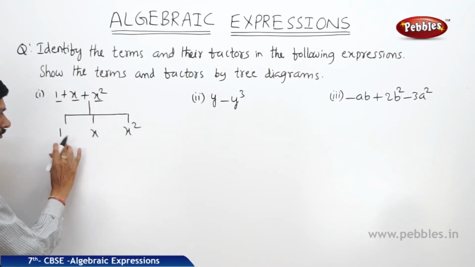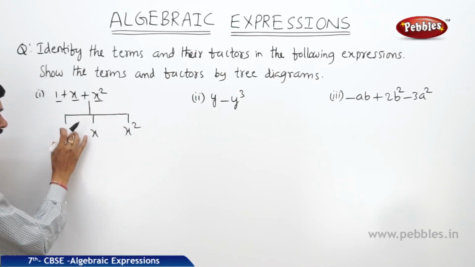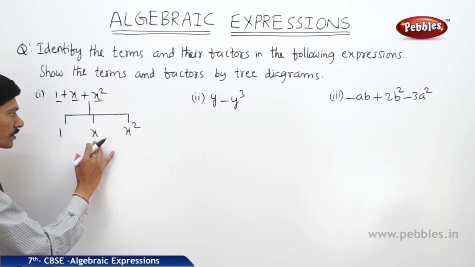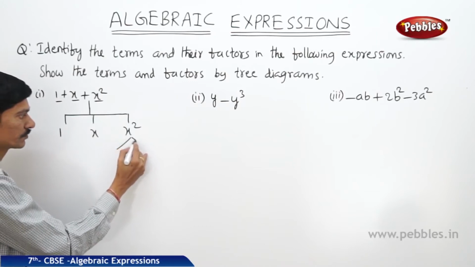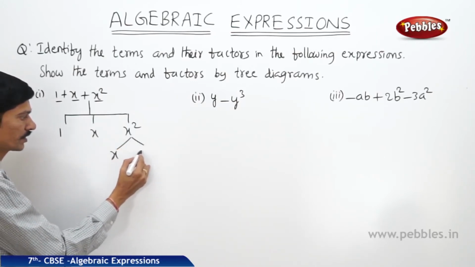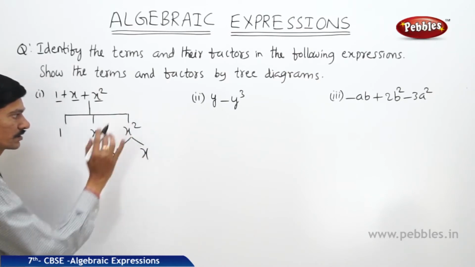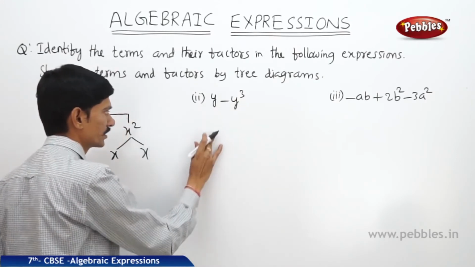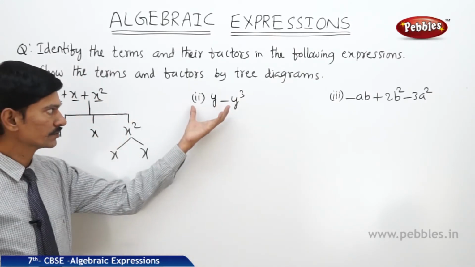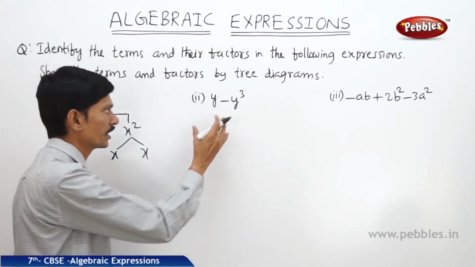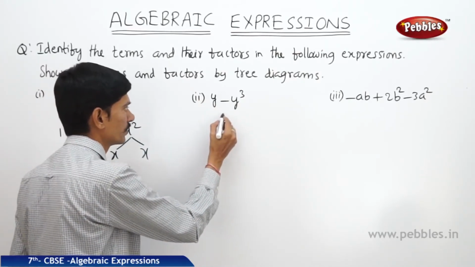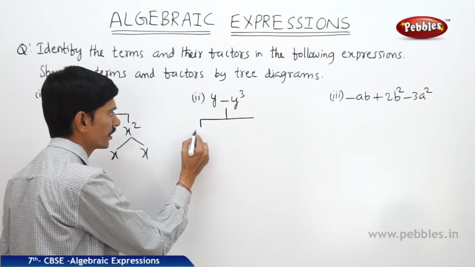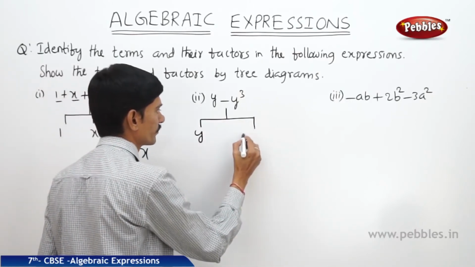Now if you write the factors of each term of this trinomial, the first term consists of only one factor, and the second term also consists of only one factor, that is x, and the third term consists of two factors, the product of x and x. So x into x is x square. Now if you show the second algebraic expression as a tree diagram, first, how many terms are there in the expression? It is a binomial because it consists of two terms. Now if you write the two terms of this expression, the first term is y and the second term is minus y cube.